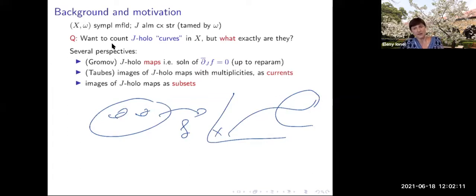But there is another perspective. If you want a more naive perspective, you can just look at the subset, as the image, as a subset of X.